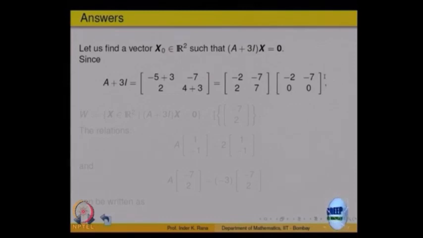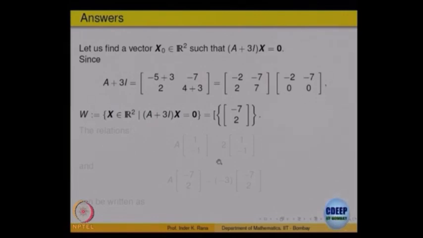So, you can put x2 any value and get the value for x1, or x1 is determined in terms of x2, right. So, if you do that, that is what you get: the vector is minus 7 and 2, or any scalar multiple of that. Is that okay? How do you get this one? By solving minus 2 x1 minus 7 x2 is equal to 0, right.